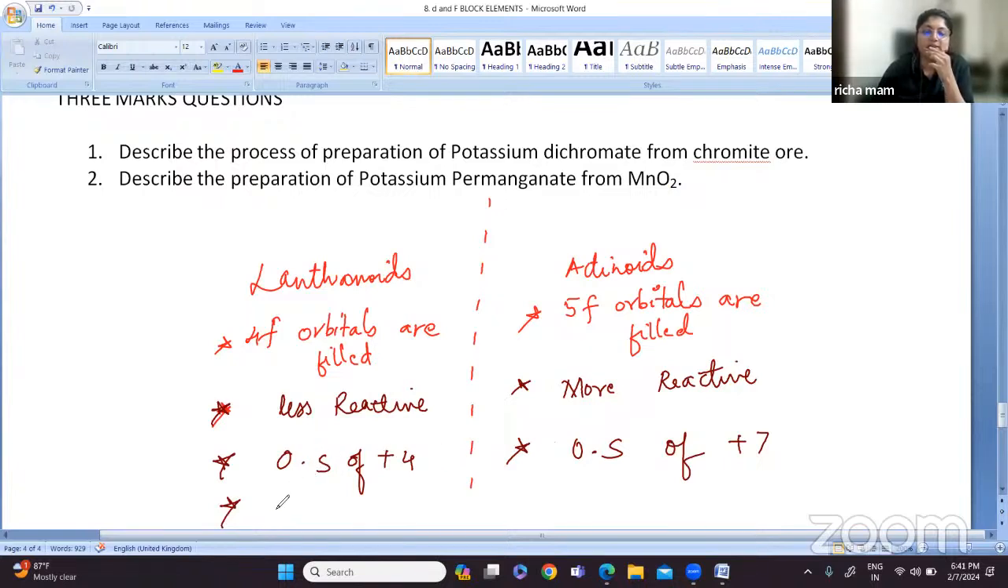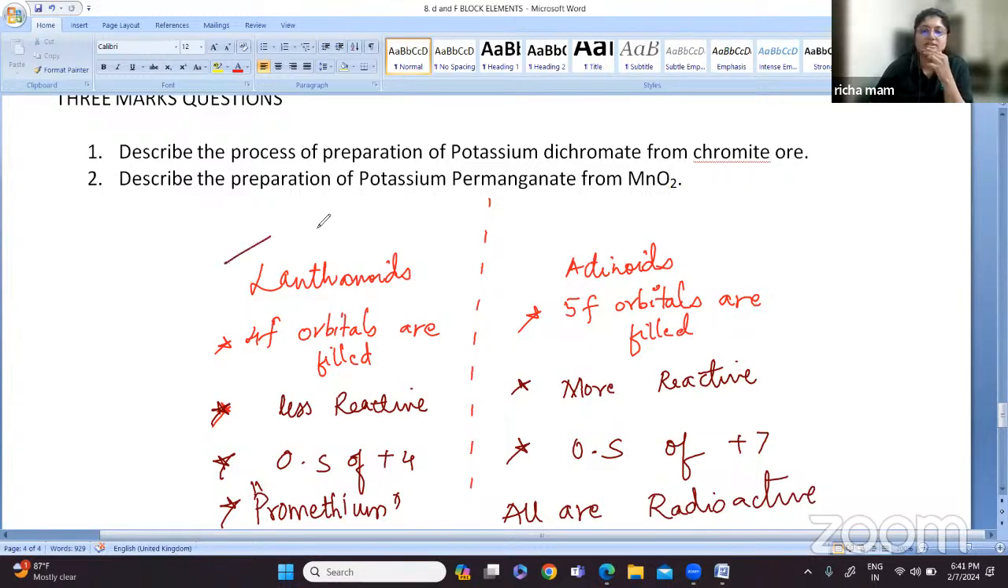Here only promethium is radioactive. The only radioactive element is promethium. And in actinoids all are radioactive elements. So these are the differences between lanthanoids and actinoids. Is it clear? Yes.